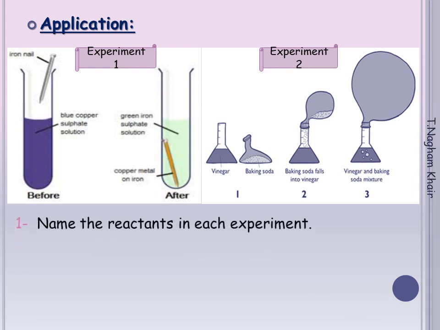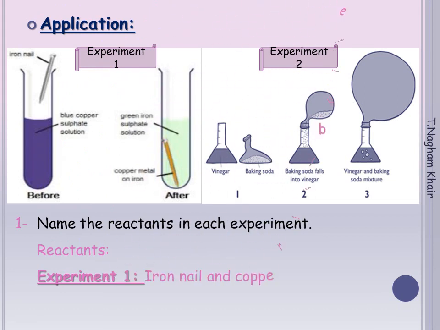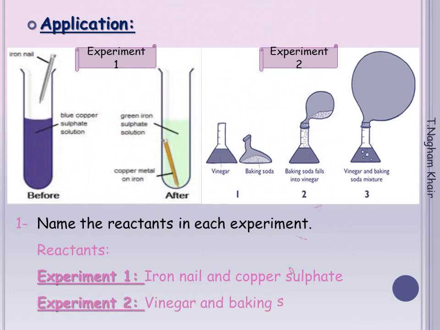So, first question, name the reactants in each experiment. In experiment 1, reactants are the ones that are found in the beginning, which are iron nail and copper sulfate. However, in experiment 2, reactants that we used are vinegar and baking soda.